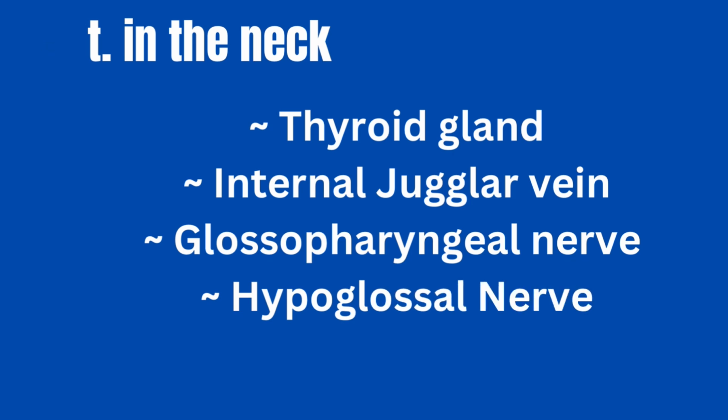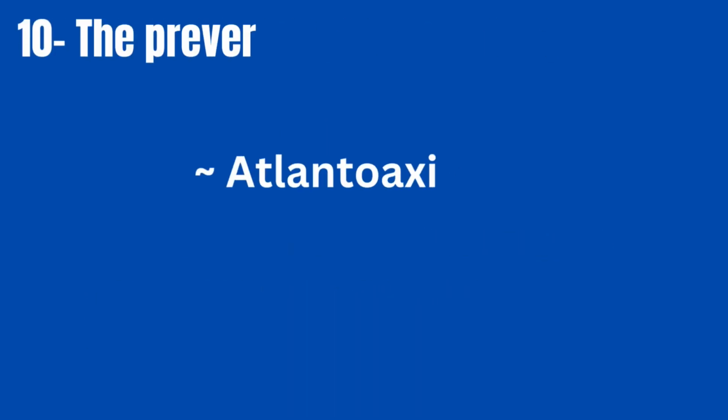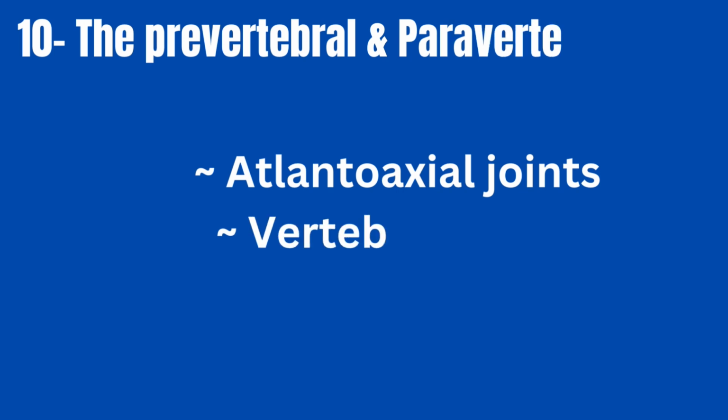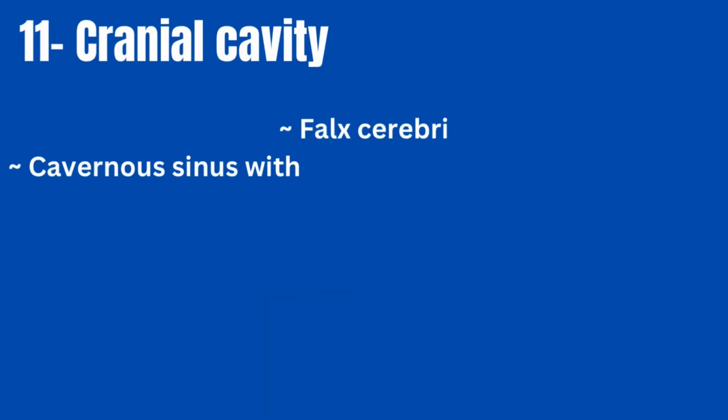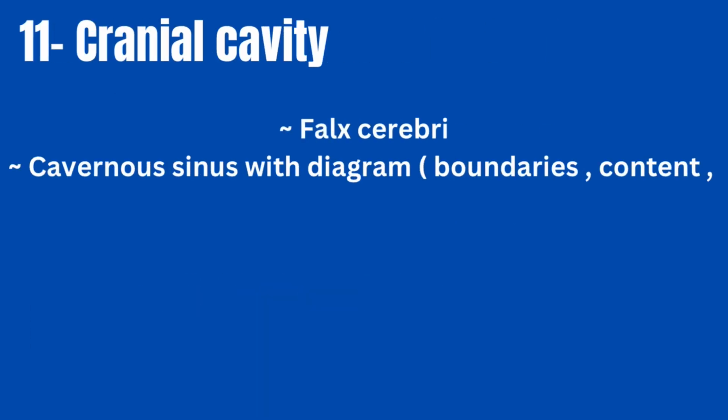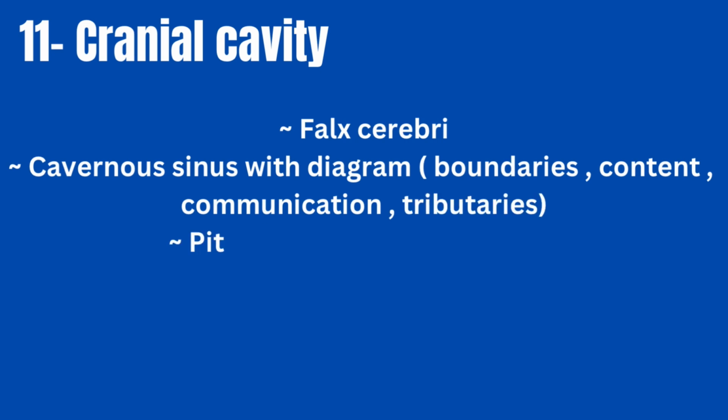These are all important. Then for the prevertebral and paravertebral region: atlantoaxial joints, vertebral artery and phrenic nerve. These all are less important like other content. So next up is the cranial cavity, falx cerebri. It is very important. Cavernous sinus with diagram.